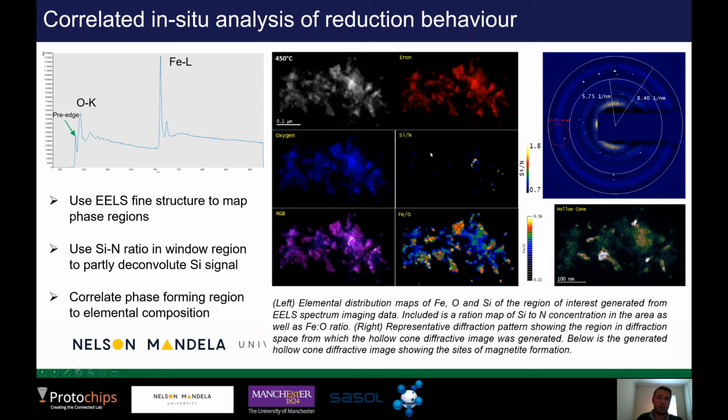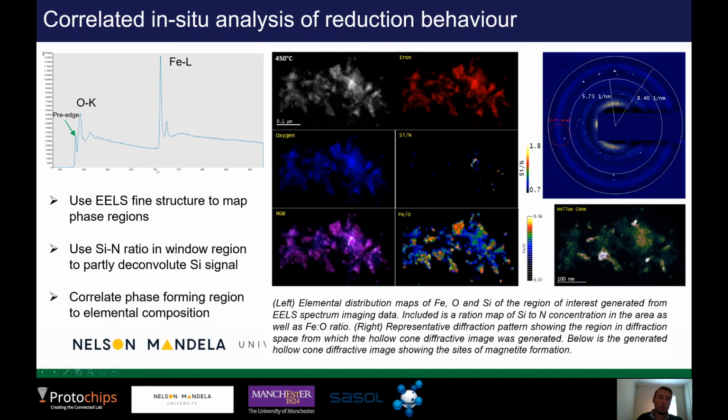We could also, even though the silicon nitride window contains silicon, map the distribution of silicon to a certain degree by assuming that the silicon to nitrogen ratio of the window remains the same. And using that, you can then deconvolute the signal above this background silicon signal and get an idea of how the silicon actually diffuses away from iron-rich zones during the reduction process. And of course, you can link this all back to morphology. You've got everything that you need in order to develop the mechanism, or to understand the mechanism of reduction, a lot better.